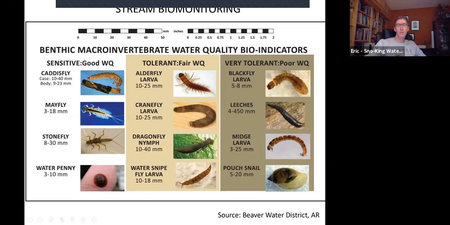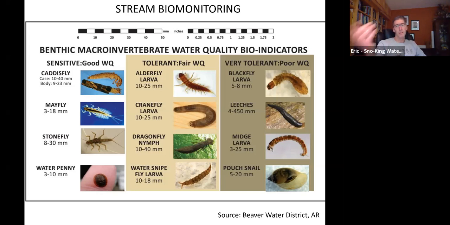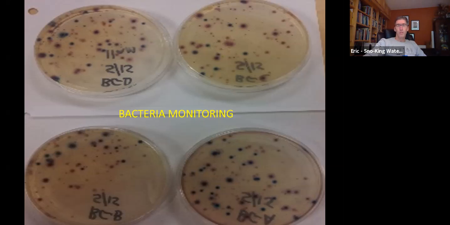Some of the things that we monitor: we do what's called stream biomonitoring. This is where we're monitoring things called benthic macroinvertebrates. Benthic means they live in basically the bottom area of a stream, and macroinvertebrates are small creatures without internal skeletons. These things can be indicators of water quality because they may be more or less sensitive to water pollution. Depending on what you find when you do a survey, that can indicate whether the water body is polluted or not. So that's one of the types of monitoring we do. We also do bacteriological monitoring, which we'll talk about later on today.